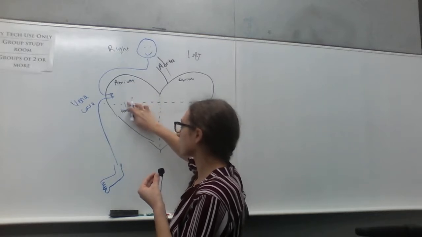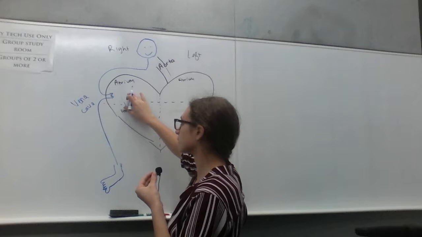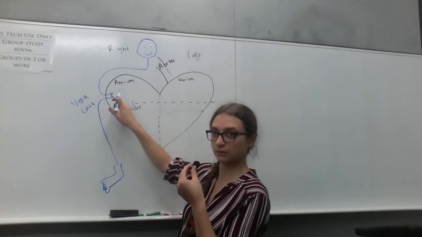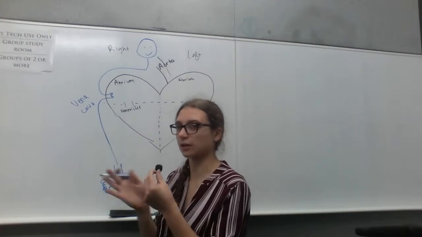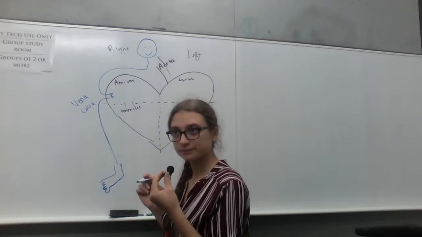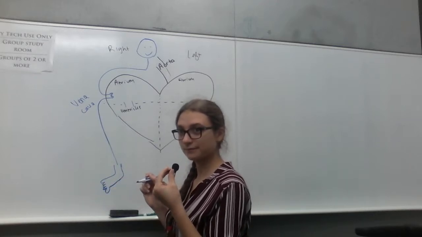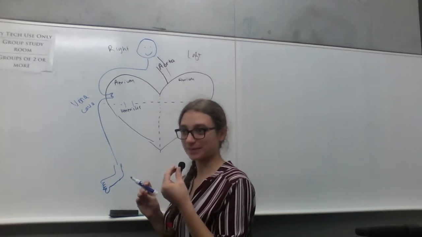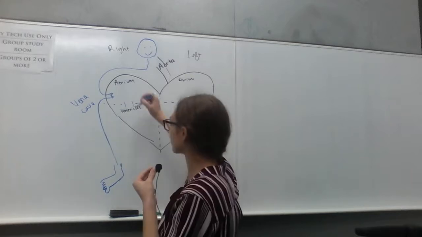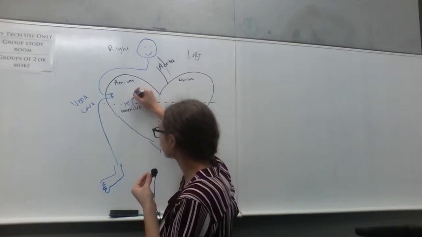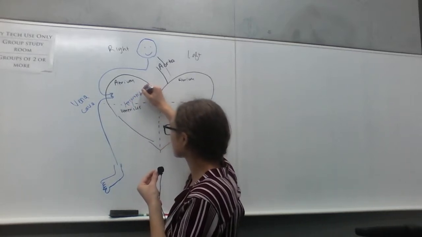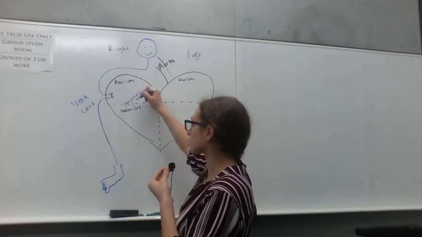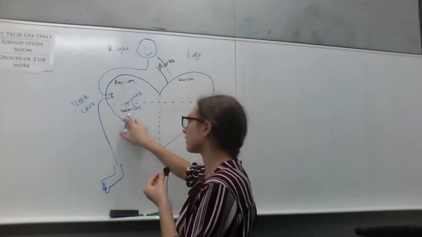This blood will then go from the right atrium to the right ventricle through which valve? A valve is like an opening. Tricuspid? Tricuspid valve. So deoxygenated blood will pool in here. It'll go through the tricuspid valve into the right ventricle.